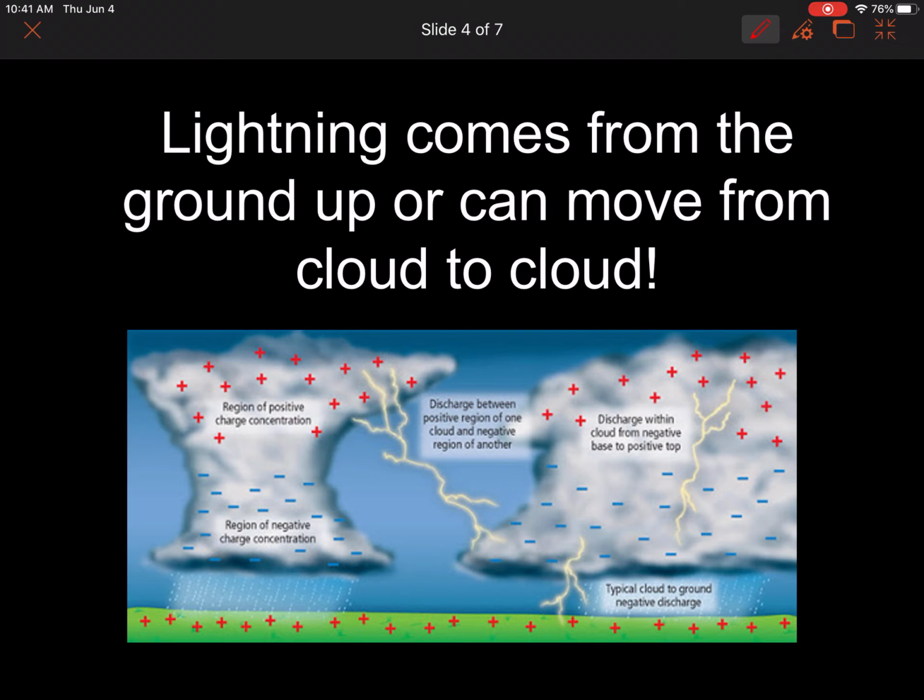You can also see lightning in the sky, so it can go from cloud to cloud. As you can see here, the negatives here are attracted to the positives here, so they are going to travel to the positives. And once they touch the positives here, that's when you get the discharge of electricity, and that's when you would see the lightning bolts.